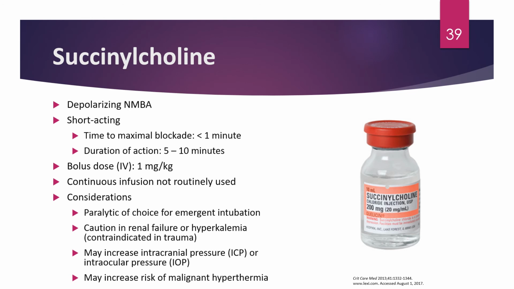This can increase intracranial pressure or intraocular pressure, so we don't want to use it in patients, again, with trauma, because those patients will have high ICPs. And it may place patients at risk of malignant hyperthermia. Malignant hyperthermia is not necessarily a fever, but it's actually an emergent situation. If malignant hyperthermia is suspected as a result of succinylcholine, the first-line agent for reversal or treatment of malignant hyperthermia is dantrolene. Not a common agent that you typically see, but it is something that you want to be aware of because it is important to know about.